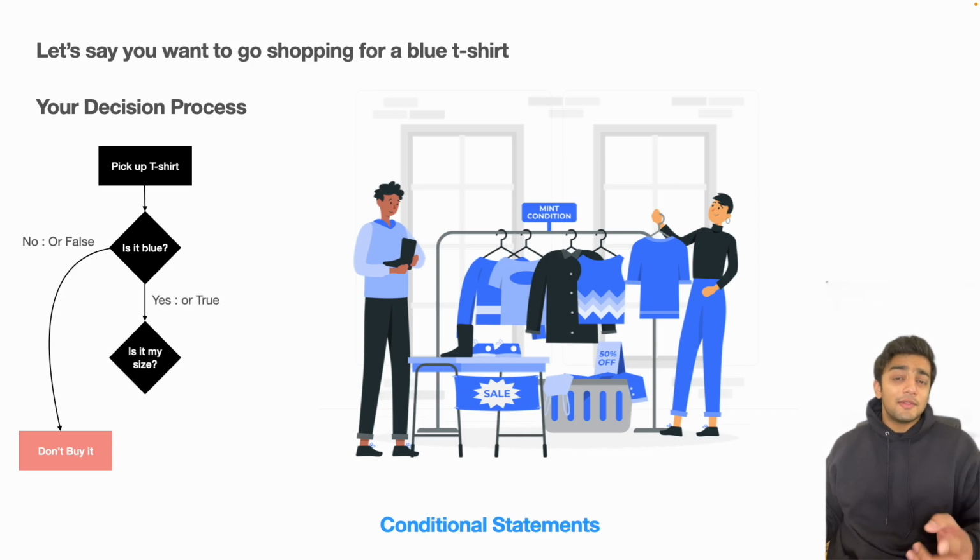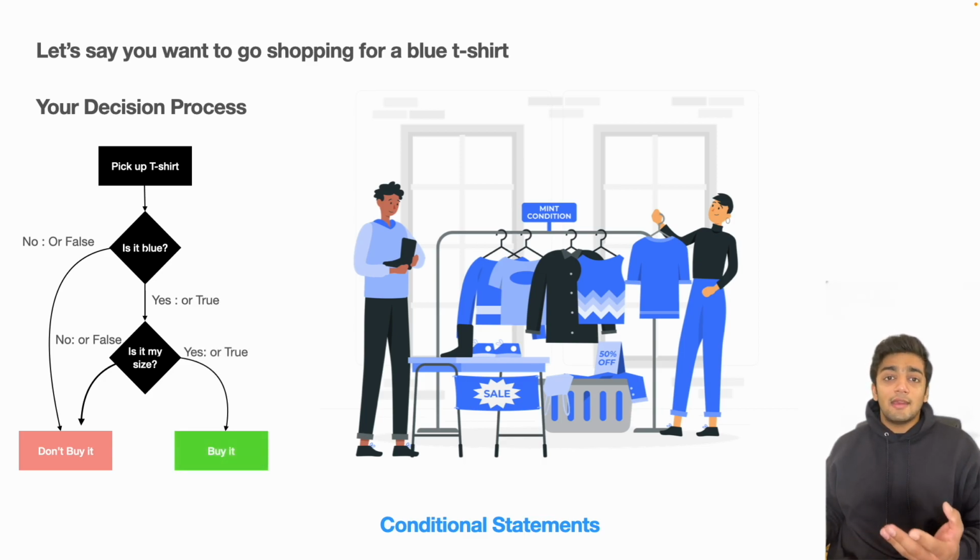Now, if it is blue, the next condition that you want to satisfy is, is it available in your own size? After the first condition was true, you're going to your next condition that says, is it my own size? Now, if this condition is not true, if it is not available in your size, then you make the same decision again to not buy it. And if it is true, that is, if it is available in your size, you make a decision to buy it.